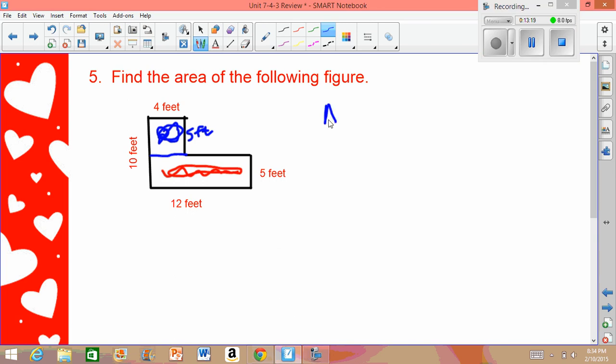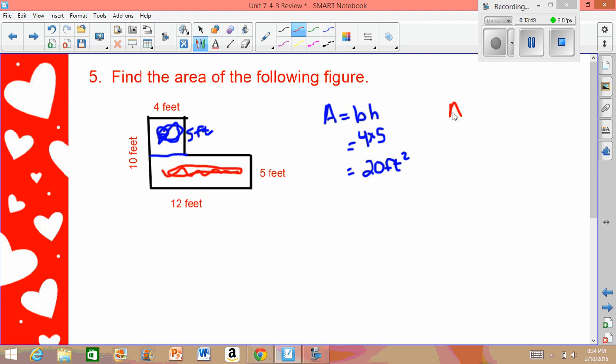So remember, area equals base times height. And again, you don't have to memorize this formula, it's on your formula chart. So our base is 4 times our height of 5. So I have 4 times 5, which gives me a total of 20 for the first one, 20 feet squared.